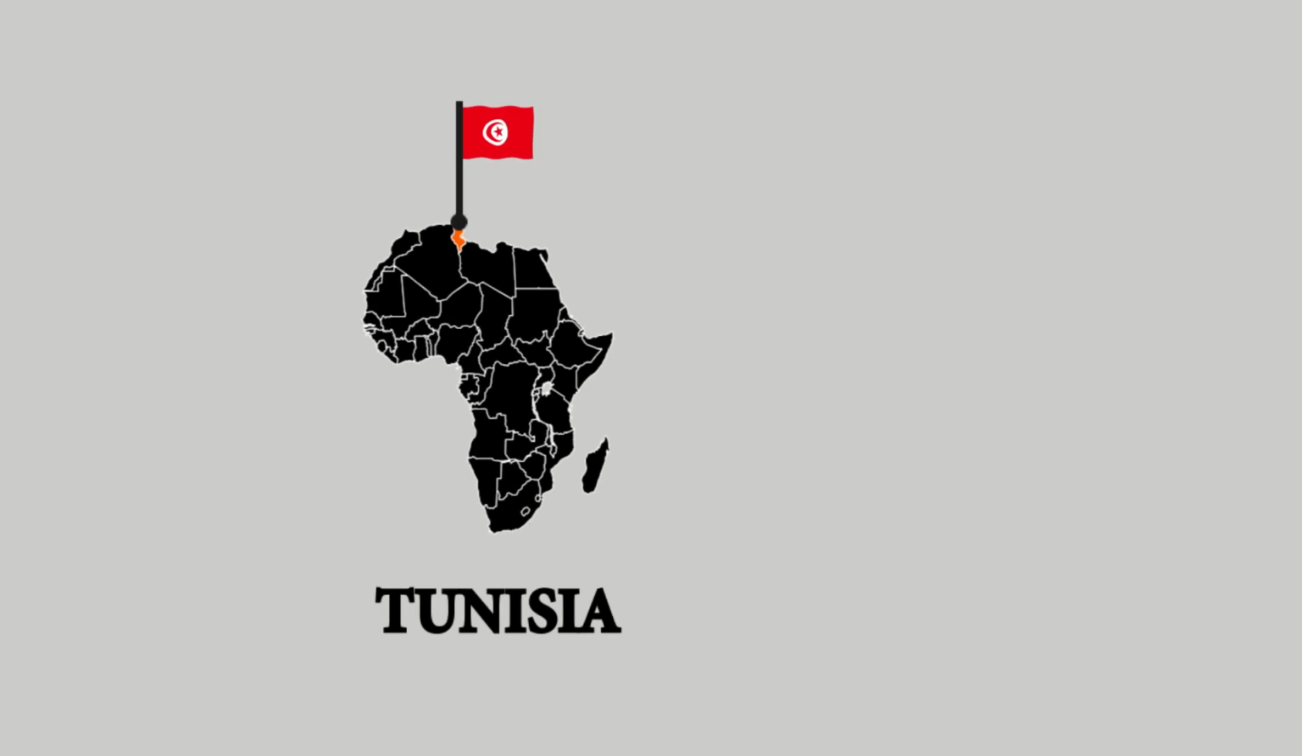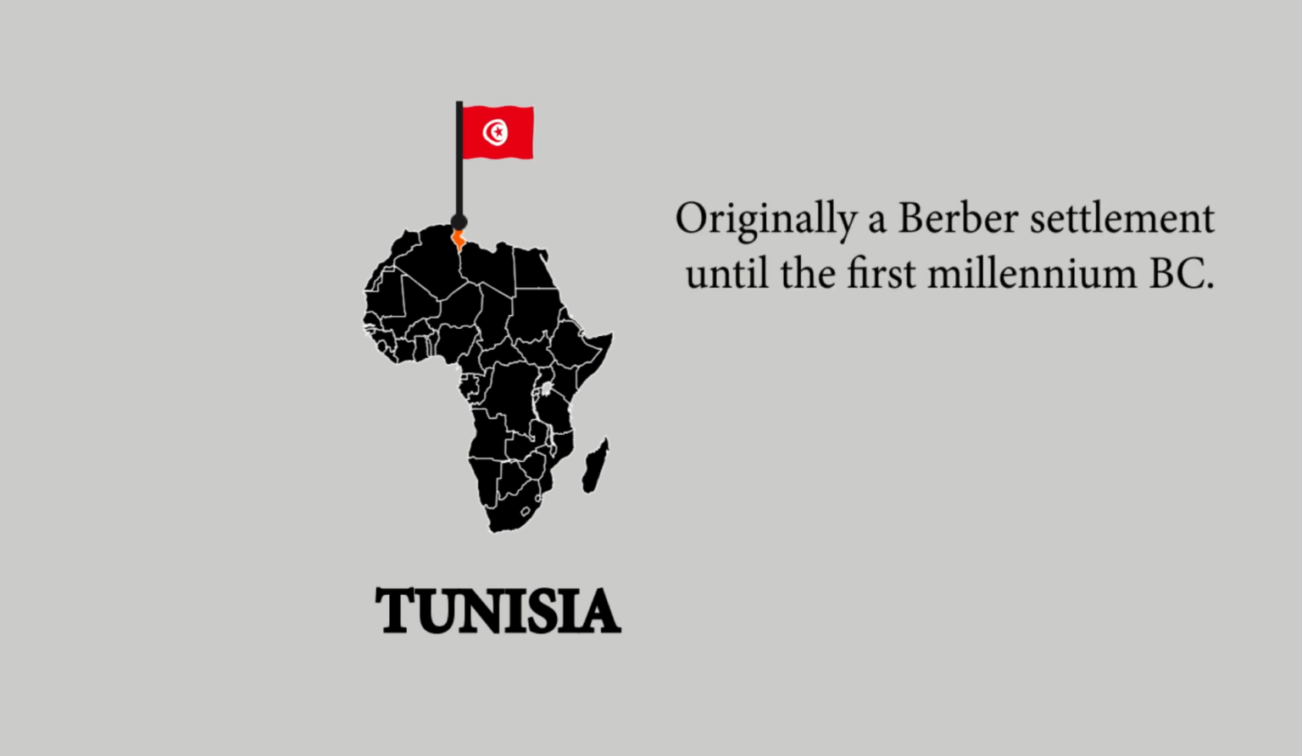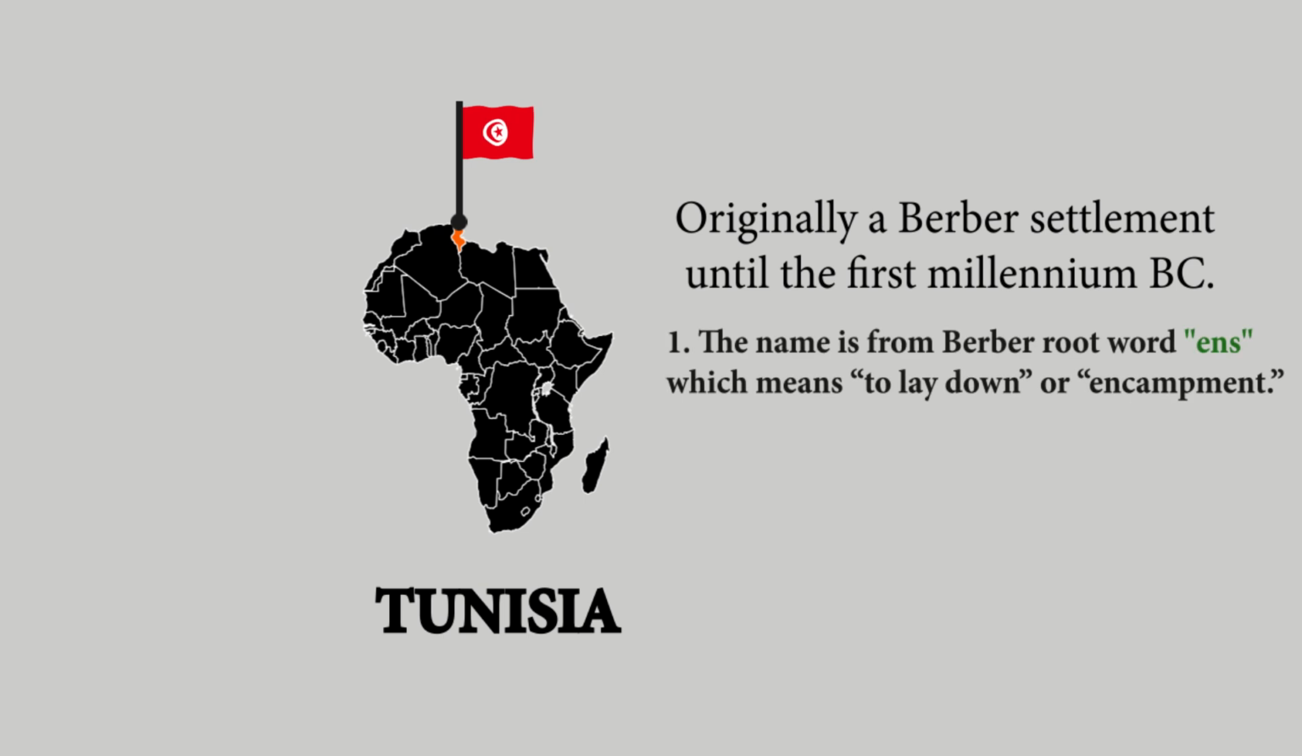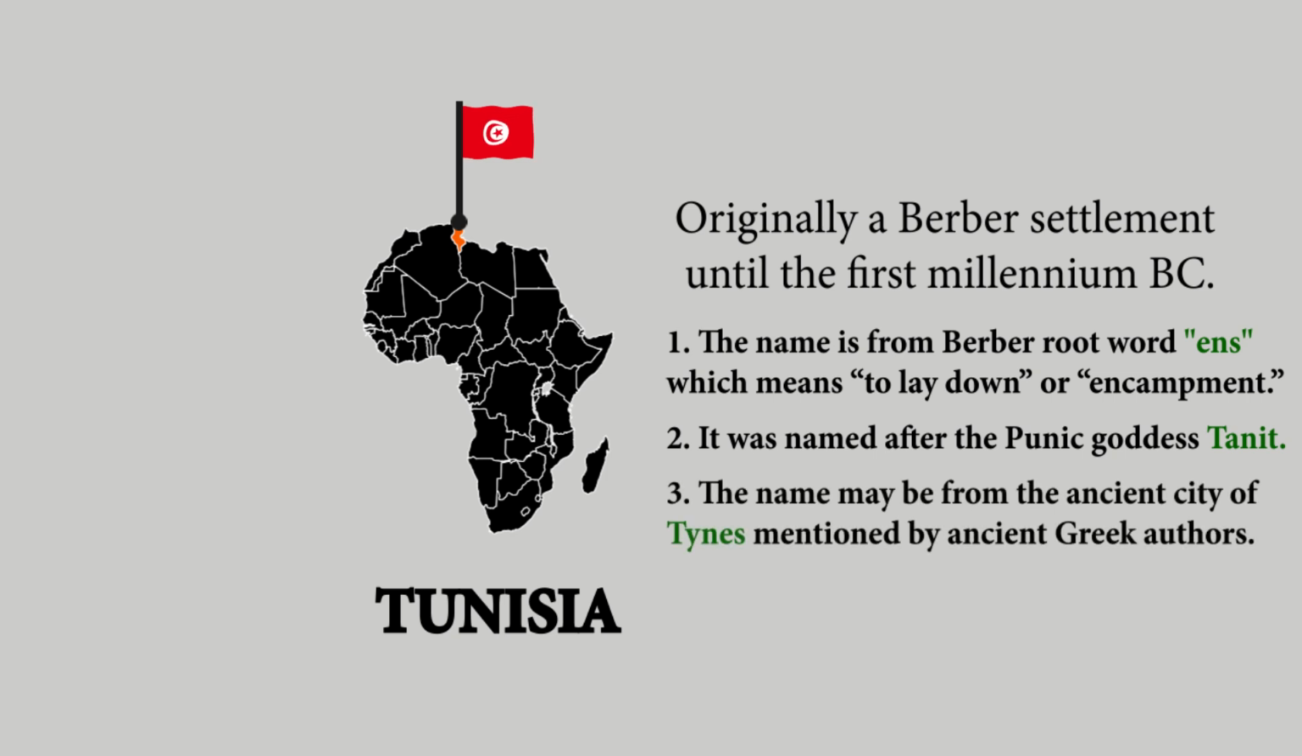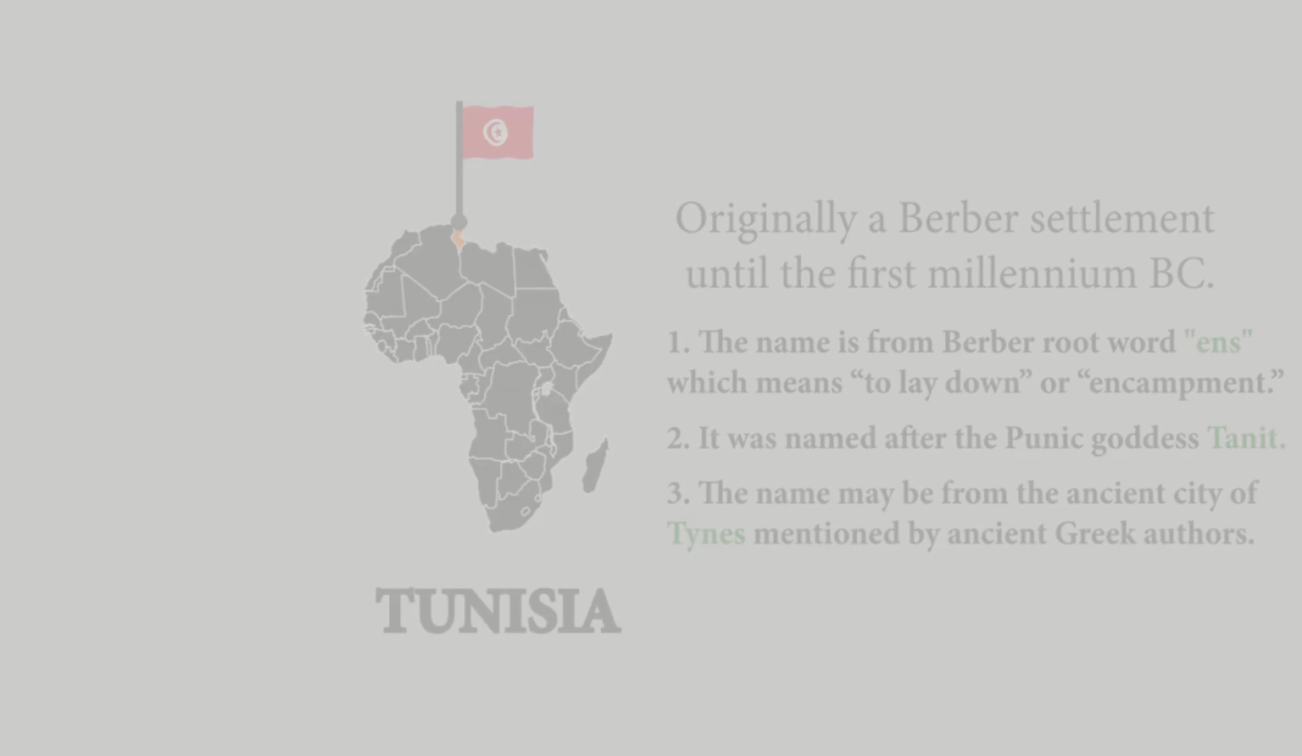Tunisia. Tunisia is the northernmost country in Africa. It was originally a Berber settlement until it was taken over by the Phoenicians during the 1st millennium BC. There are 3 possible theories about the origin of the name. The first theory is that Tunisia is from the Berber root word ens, which means to lay down or encampment. This theory indicates that the site was originally a camp or rest stop. Another possible theory is that it was named after the Punic god Tanith. Finally, the name may be from the ancient city of Tynis mentioned by ancient Greek authors.